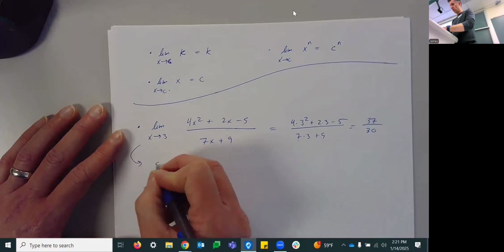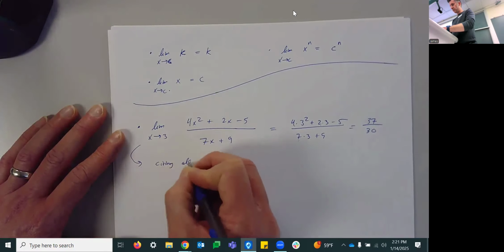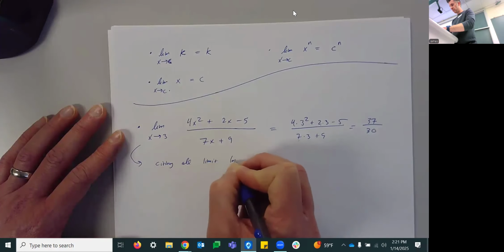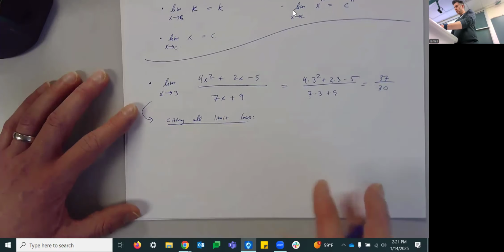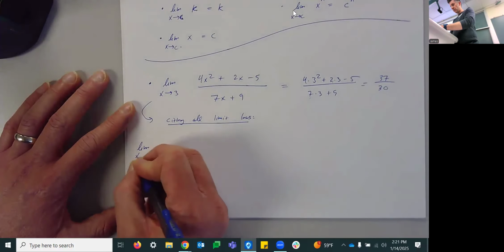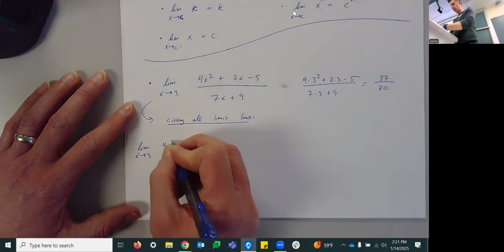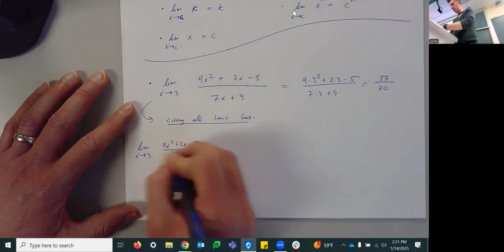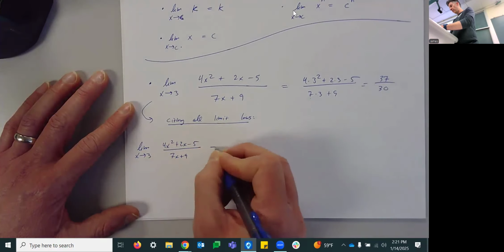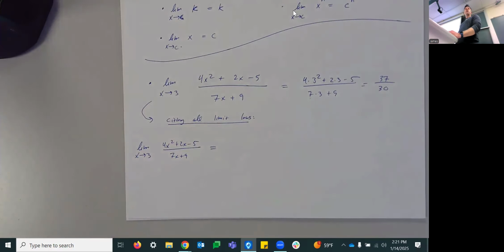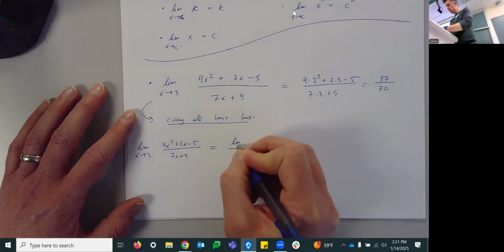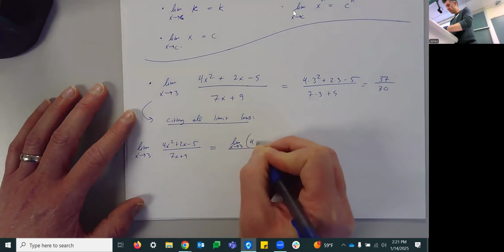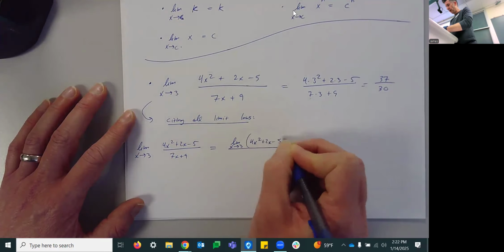So here's what we're actually going to do though. If we're going to be citing all the limit laws, I might not be able to fit it on this piece of paper, but we'll see. So we'll start here. The limit as x approaches 3 of 4x squared plus 2x minus 5 over 7x plus 9. I'm first going to use the quotient rule and say, okay, the limit of a quotient is the quotient of the limits, meaning it's the limit of the top thing divided by the limit of the bottom thing.